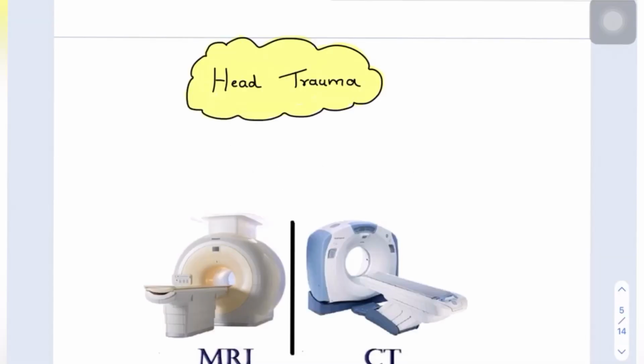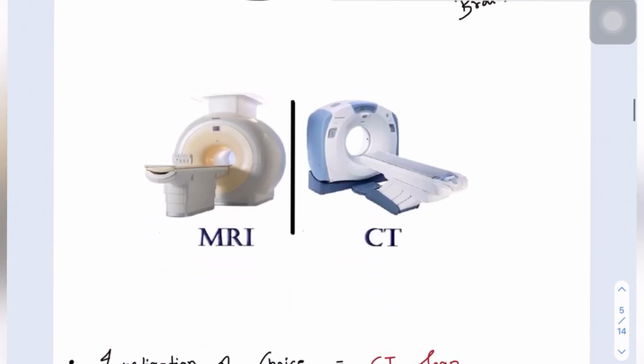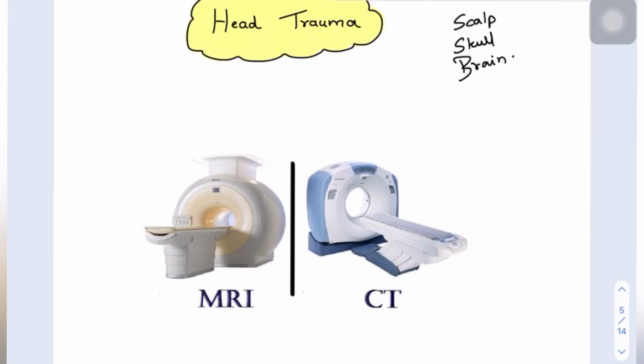Hello everyone. So I am back with another topic, head trauma and trauma imaging. So what is head trauma? Head trauma refers to any damage to the scalp, skull or brain which is caused by any injury. Okay. So we can see here two images, MRI and CT scan. These are the imaging techniques used in head trauma.